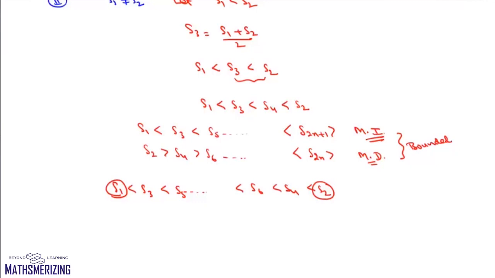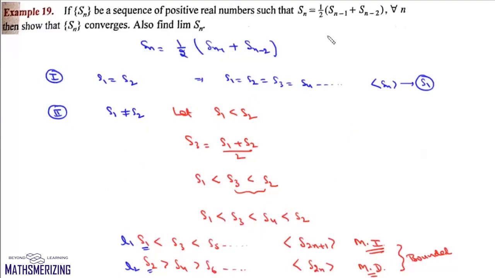Now suppose this first subsequence converges to this limit L1, and this second subsequence converges to this limit L2. So if n is odd, then we can write L1 equals 1 by 2 (L2 plus L1), and from here we can write L1 is equal to L2. If we take n as even also, again we'll end up getting L1 equals L2. So both the subsequences converge to the same limit, say L.